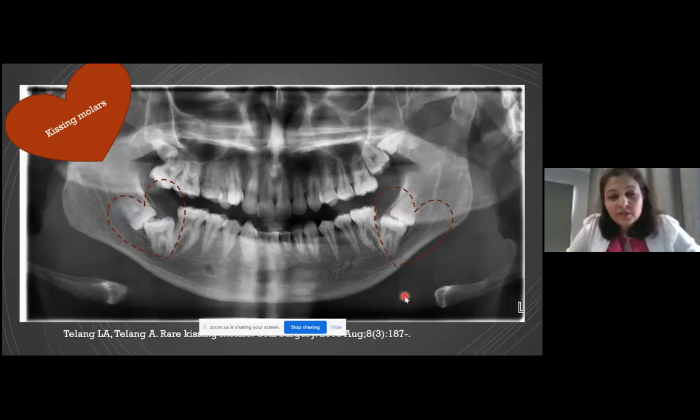So eventually, the treatment planning was such that both the molars should have been extracted. That means he would have lost 4 molars, both the impacted third molars and the second molars, but the patient did not agree to treatment and he chose to keep them the way it is. So this is a case of kissing molars.